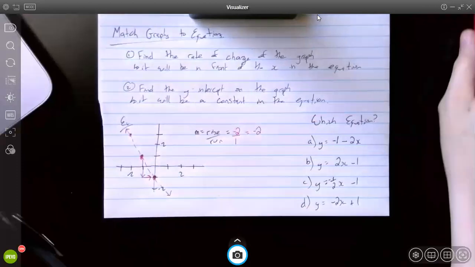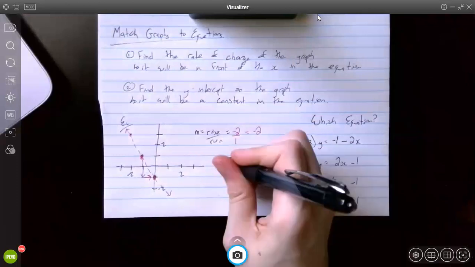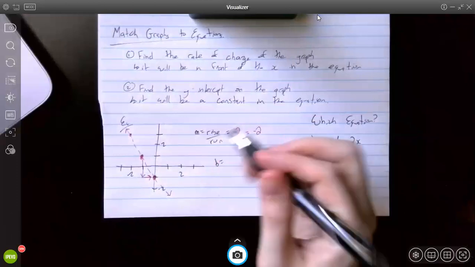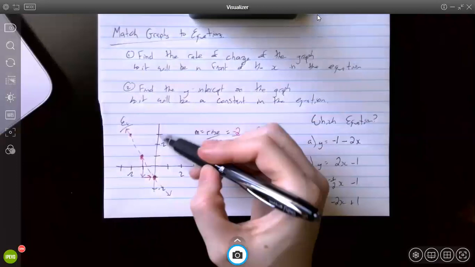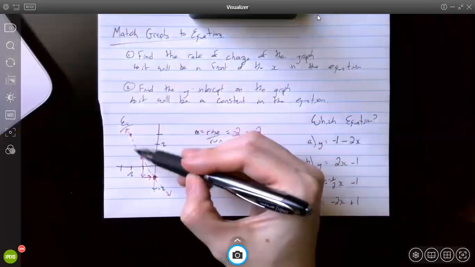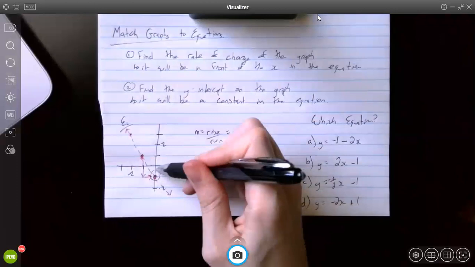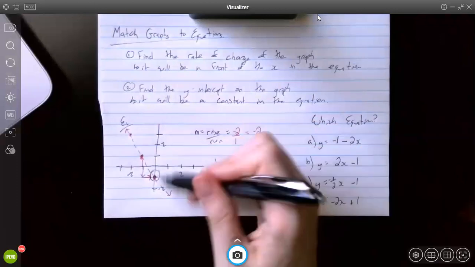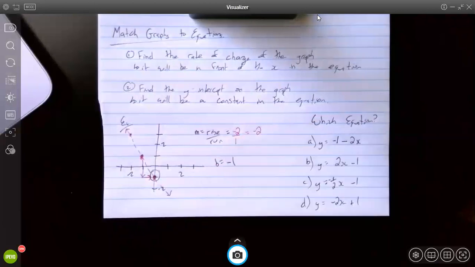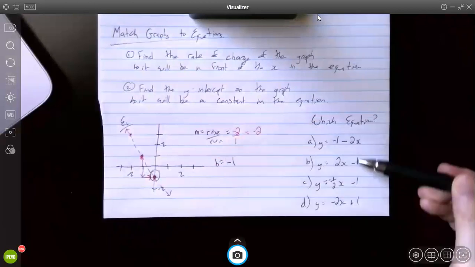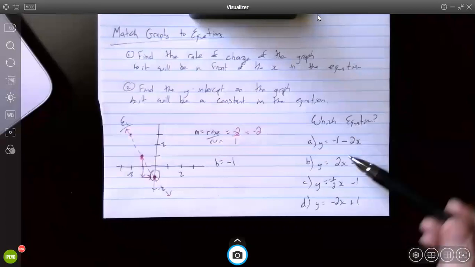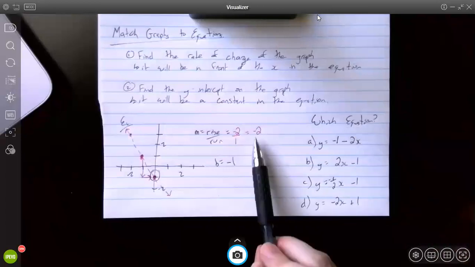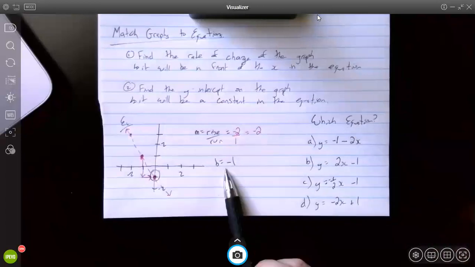I'm then going to figure out what my y-intercept is, which is my b value. And for that, I just find where my line hits the y-axis. So that is right there. And I just read off what the y value is. So that would be negative 1. Now I'm going to look over here and figure out which one of these equations has a slope of negative 2 and a b value of negative 1.